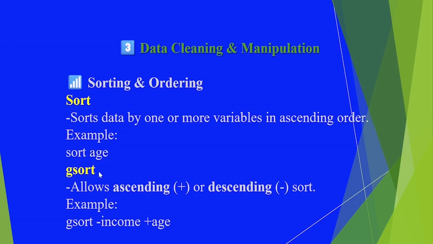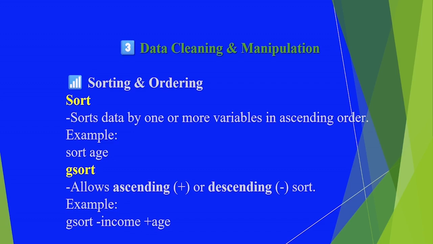While gsort is very flexible, it will allow you to sort in both ascending or descending order based on your preference. And remember, for ascending you add a plus, and for descending you add a negative. An example is gsort negative income plus age. It means that we need to sort these two columns, income and age, but now income should be sorted in descending order, whereas age should be sorted in ascending order.